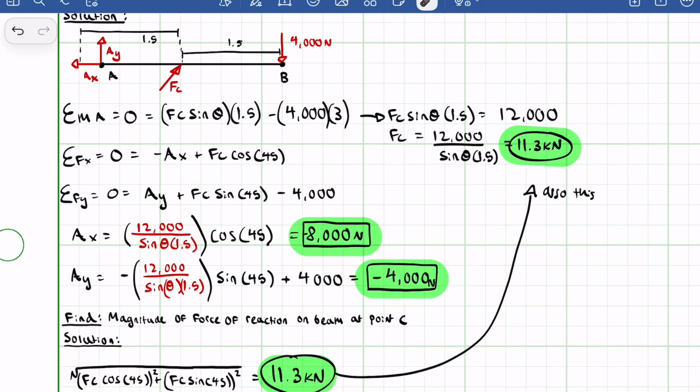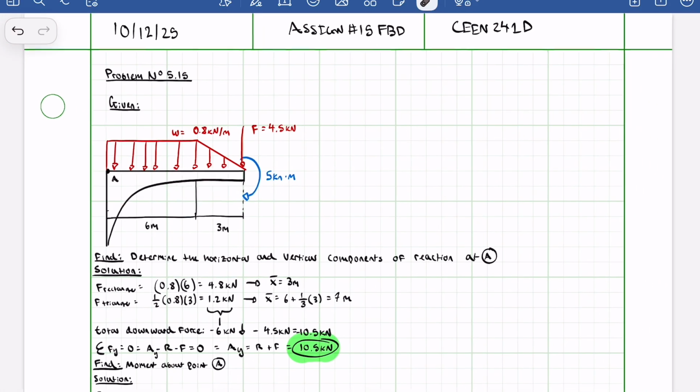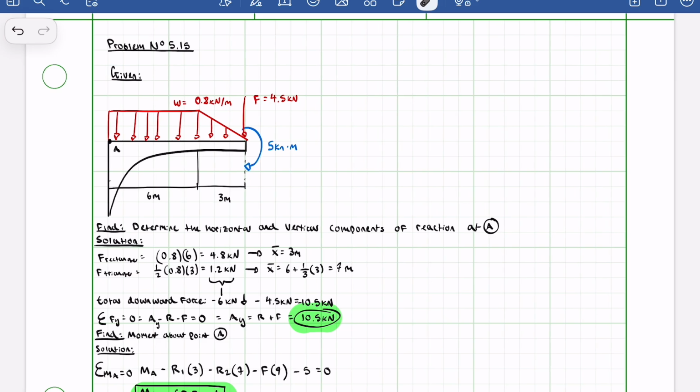Cool. Last problem we have here is problem number 5.15, and we're given this whole thing. We have this beam looking thing, and we have a distributed load on the top. We have a triangle distributed load, and we have an applied moment. Looks pretty bad, not gonna lie. It says, suppose that W is equal to 0.8 thousand newtons per meter. That's just our distributed load value, and then our force applied is 4.5 thousand newtons.